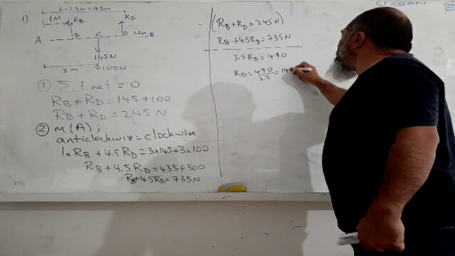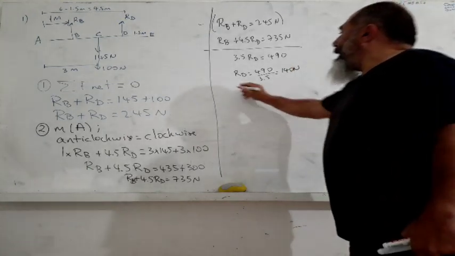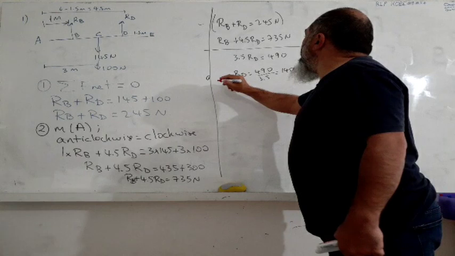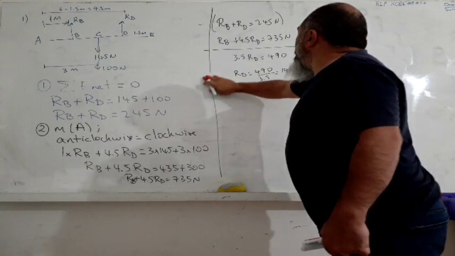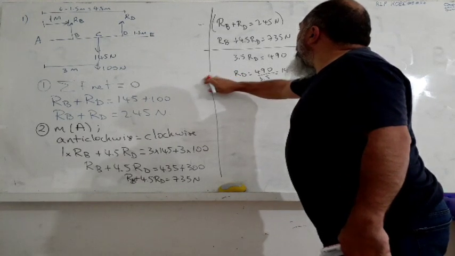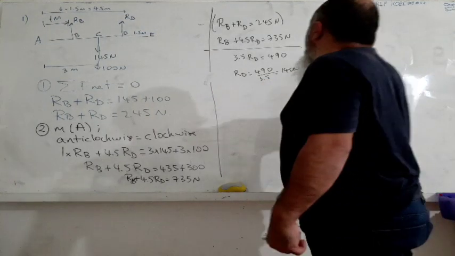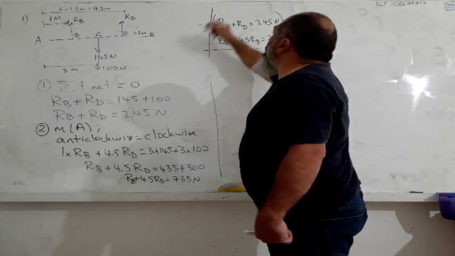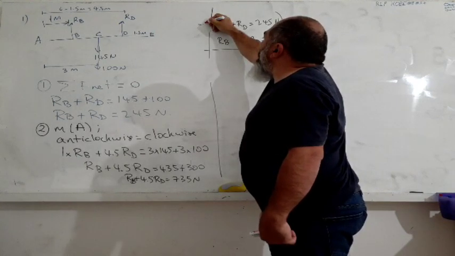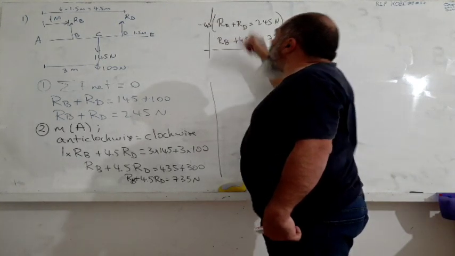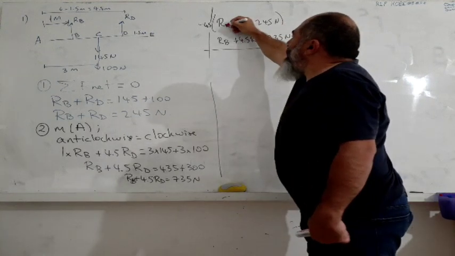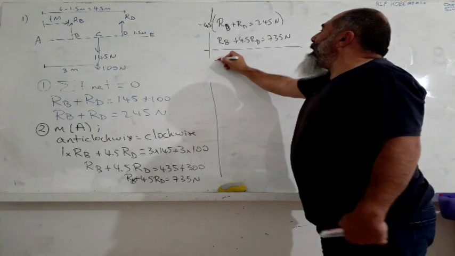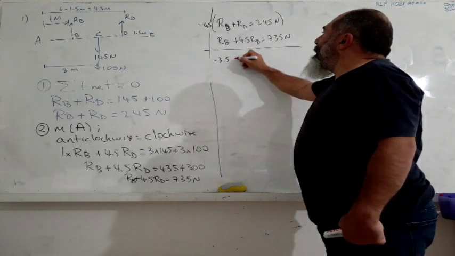And this is the answer for part A. No, we have to find RB first. Sorry, part A was to find RB. So we have to find RB first. So I'm going to multiply that one by 4.5 to keep things in order. Minus 3.5 RB is equal to, let's use a calculator.